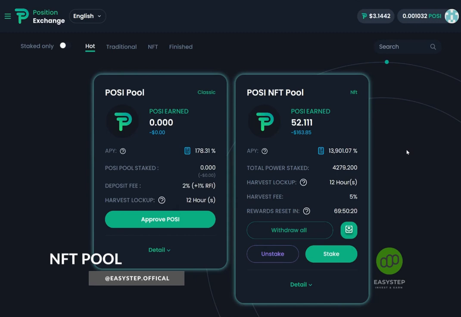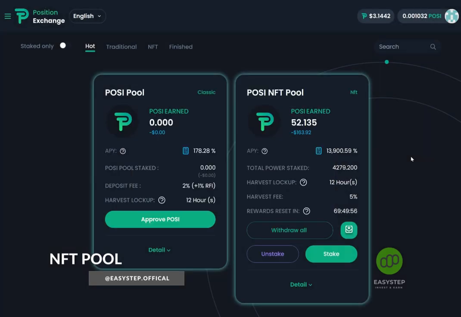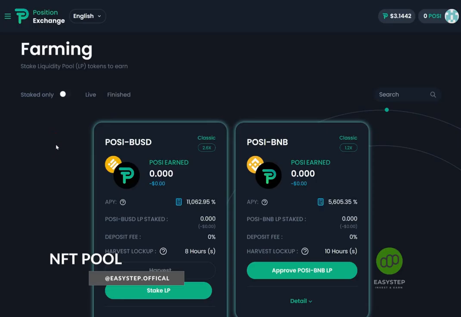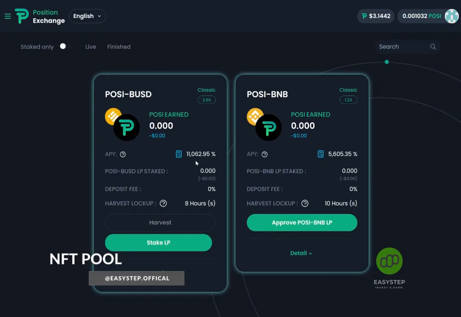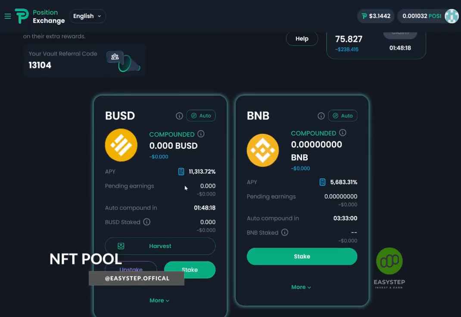Okay, now the POSI NFT pool. This is where I put all of my money. I did that because I determined that this is the best way to maximize profits with Position Exchange. As you can see, the APY is 13,000%. That's 1.36% per day for now, because that will fluctuate. That percentage of 13,900% compared to the farm, the highest one is 11,000, and the vault is 11,000 as well.